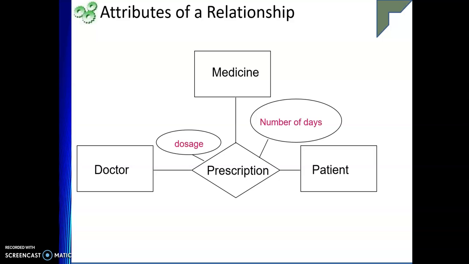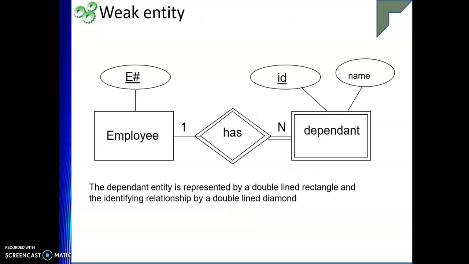Similarly, I talked about the attributes of a relationship, where in this particular prescription we have number of days and doses as attributes. Then I gave an example of a binary relationship with a weak entity, employee and dependent, and then you can see total participation and partial participation.